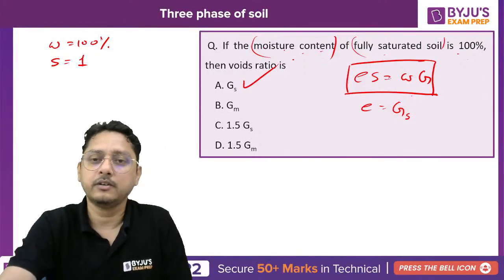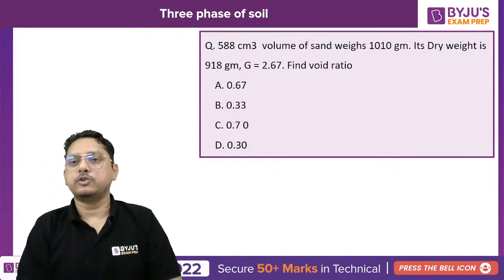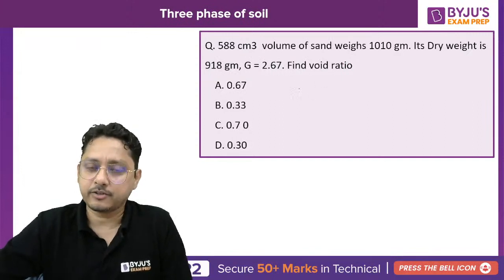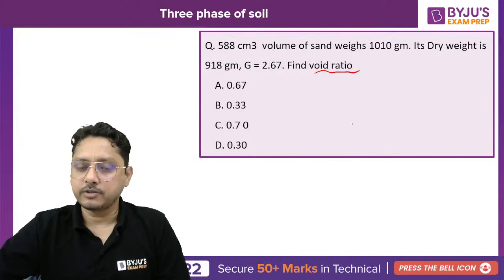Next one. A volume of sand weighs 1010 gram. Its dry weight is 918 gram. And the specific gravity is given as 2.67. What will be the void ratio?